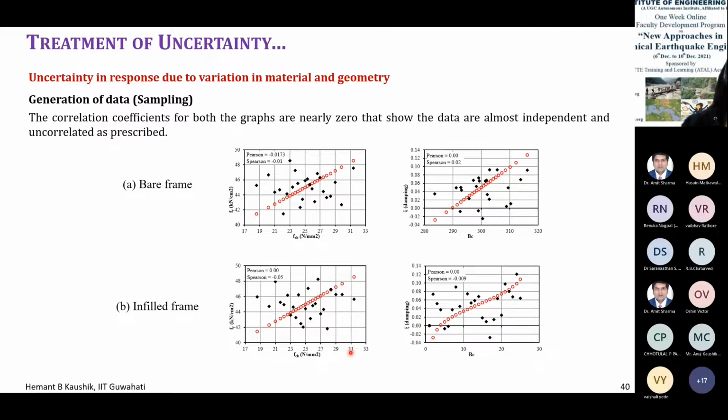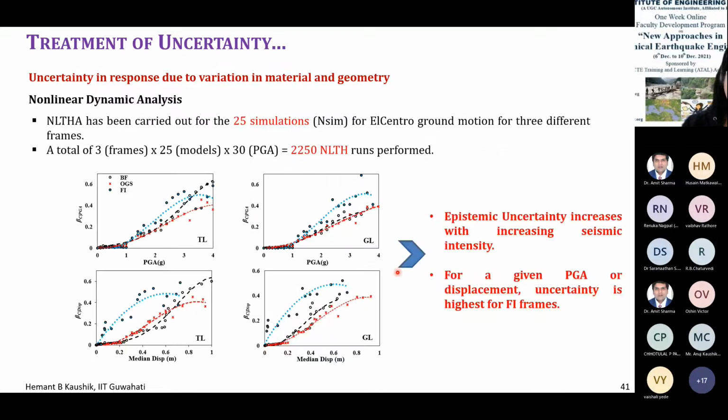And finally, by using the PSN and the Pearson correlation coefficients, we came up with 25 simulations. If we use 25 simulations for individual ground motions, considering 3 different frames, we can get a similar kind of output to what we could get from thousands and thousands of analyses. So finally, we use 3 frames, 25 models, and 30 PGA, peak ground acceleration.